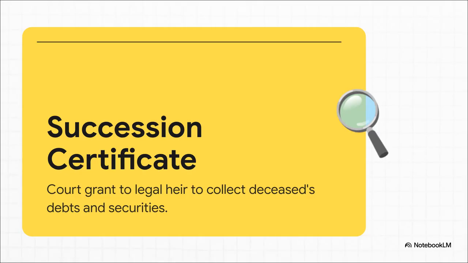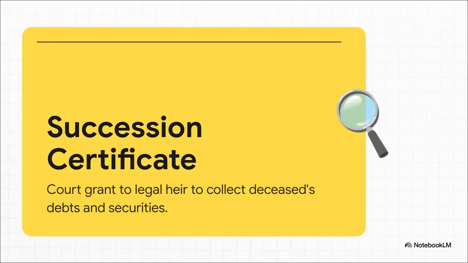Moving on, heading number 2, Part I, Succession Certificate. Point 2. Meaning. A certificate granted by a court to the legal heir to collect debts and securities of the deceased. Make sure you write this exact subheading clearly on your answer scripts. We are going to address these 3 mechanisms one by one, keeping them strictly separated.